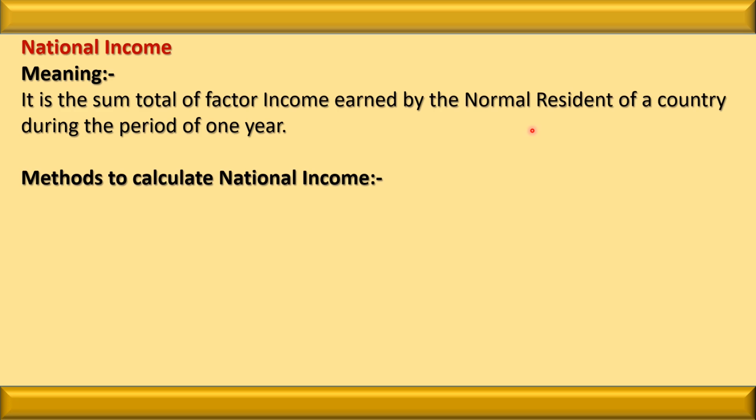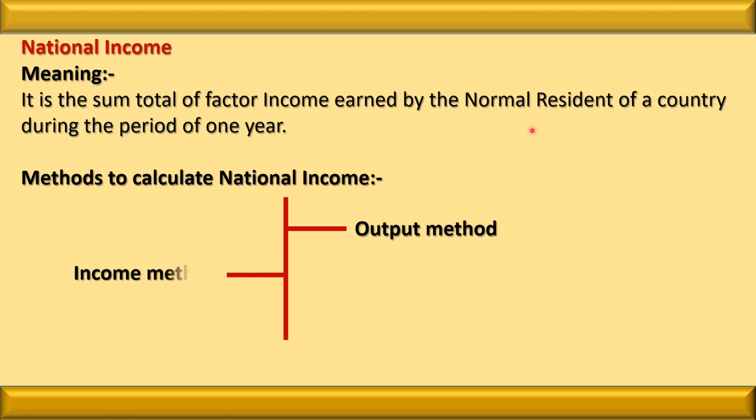Now let us discuss the methods to calculate national income. Listen, there are three methods to calculate national income. Number one, output method. The other name of the output method is value added method. The second is income method. And the third is expenditure method. So here we have seen that there are three methods to calculate national income: the output method or value added method, then income method, and the last one is expenditure method. So we have seen the meaning, we have seen the methods.